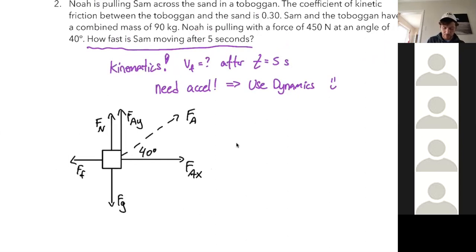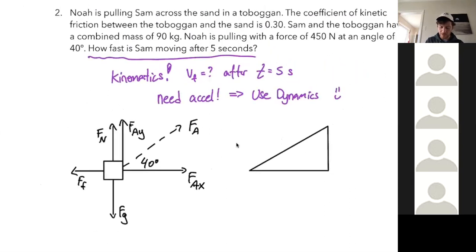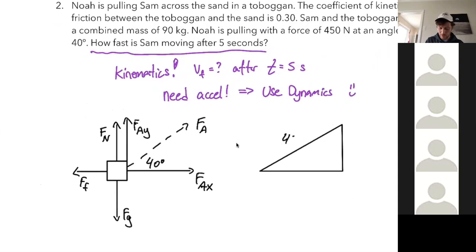So how do we break this up? We know this already. We're pretty good, right? Our triangle, our trigonometry. There's my triangle. So we know that Noah is pulling with 450 newtons at 40 degrees, which means my FAX is going to be equal to 450 times the cos of 40 degrees. So my FAX is equal to, do I have this number already?